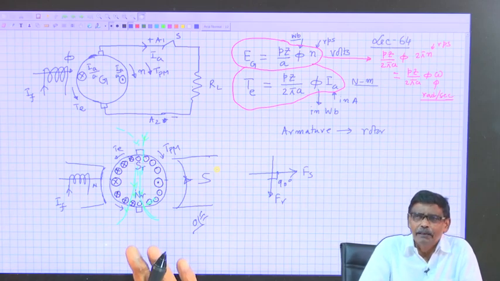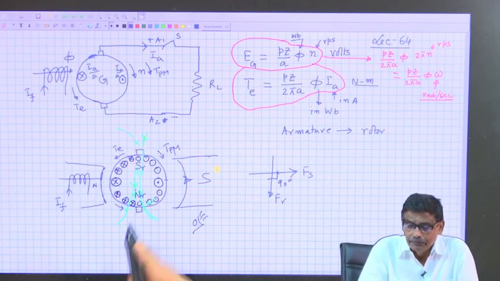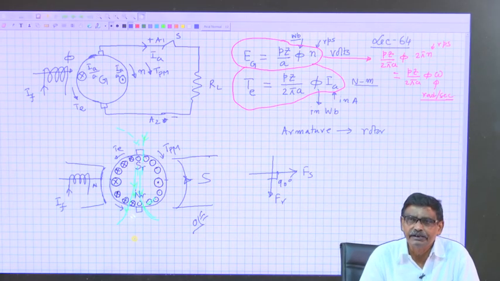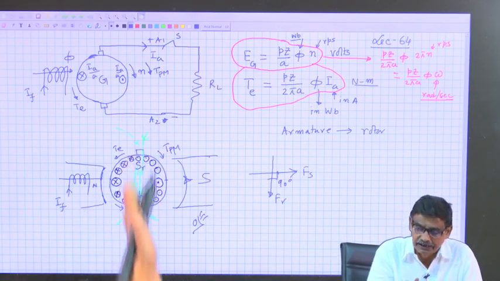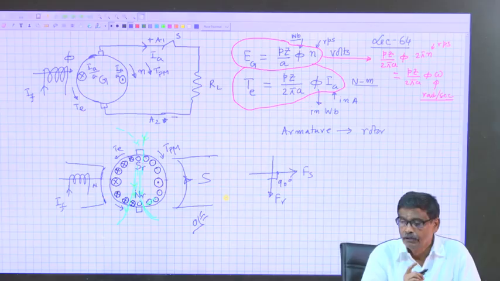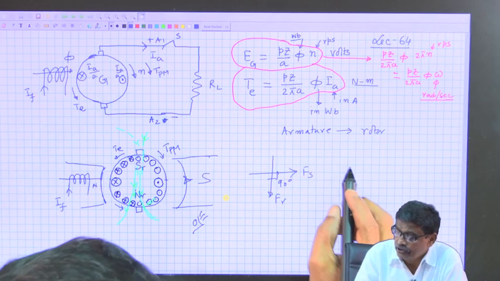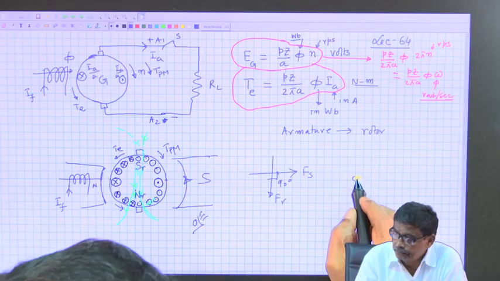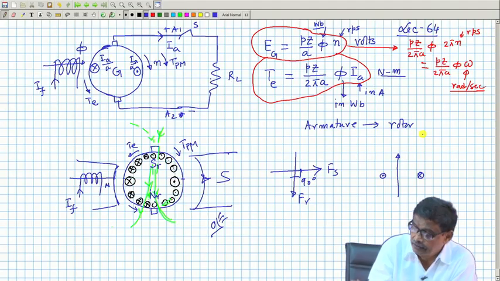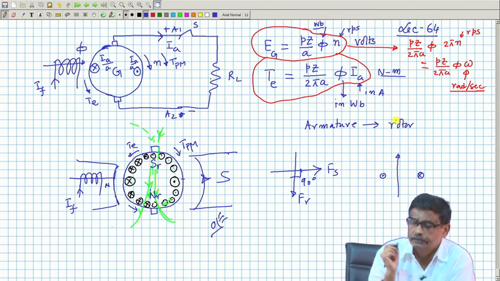It is interesting to note that armature conductors are moving, they are carrying current, but the direction in which the armature field is present, that is Fr, is always fixed. What do I mean by this? Suppose you have a coil, it is carrying a current, cross and dot, it will produce a field here. It is a rectangular coil, it will produce a field here.